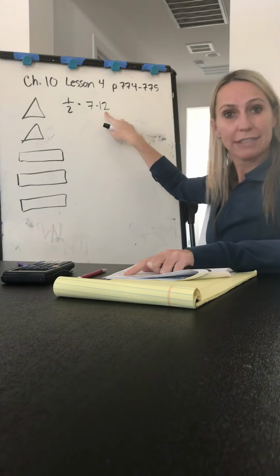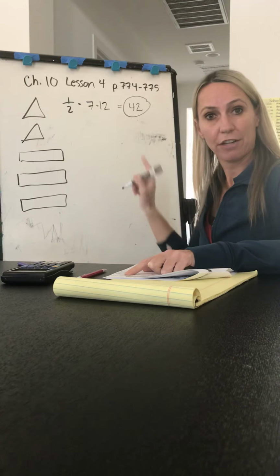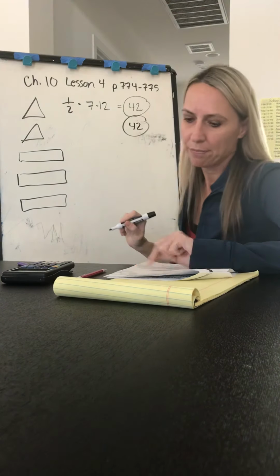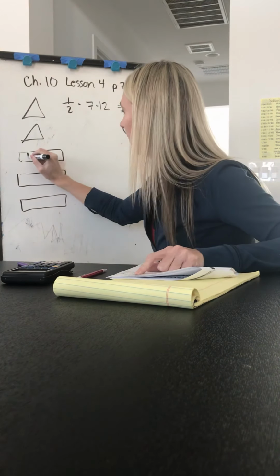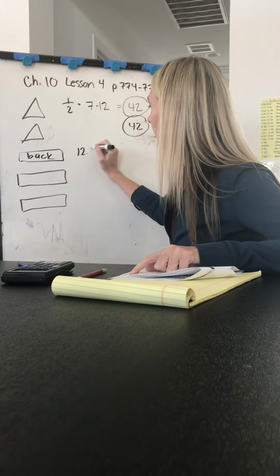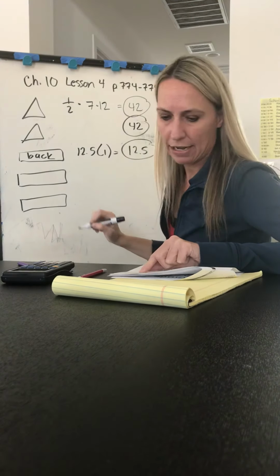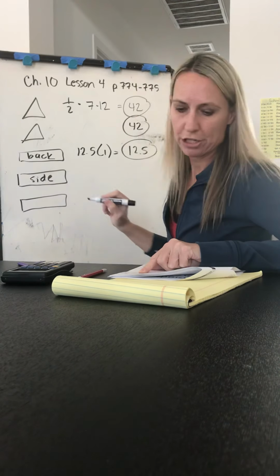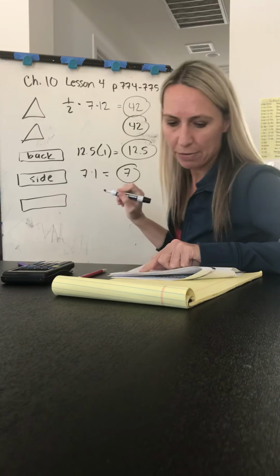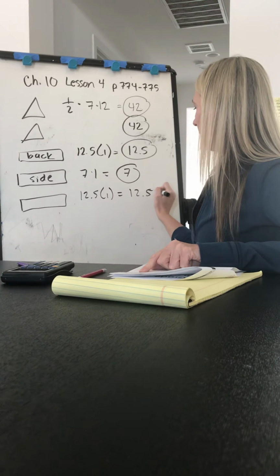And 1/2 of 12 is 6, and 6 times 7 is 42. So I didn't have to put that one in my calculator. That one you should be able to do in your head. And we have another one, so we have 42 and 42. And then you can write kind of whichever one you want. The back rectangle is 12.5 times 1. That gives me 12.5. Then we have a side, which is 7 times 1, which is 7. And then we have the front part, which is also 12.5 times 1, and that gives me 12.5.